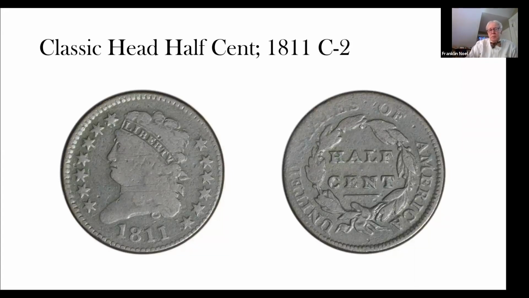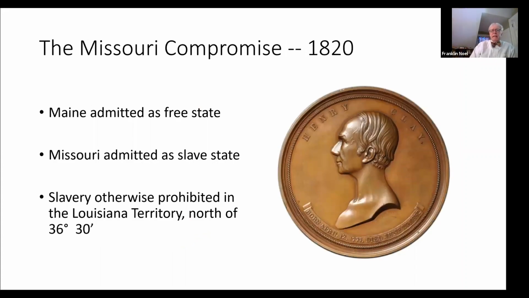But after the 1811 half-cents were delivered, half-cent production took a holiday for nearly 15 years. No half-cents were struck between 1811 and 1825. Historians sometimes call those years the era of good feelings.